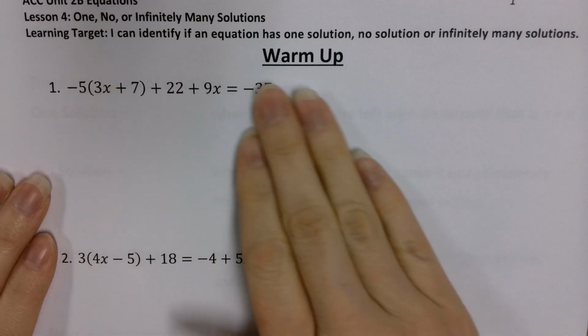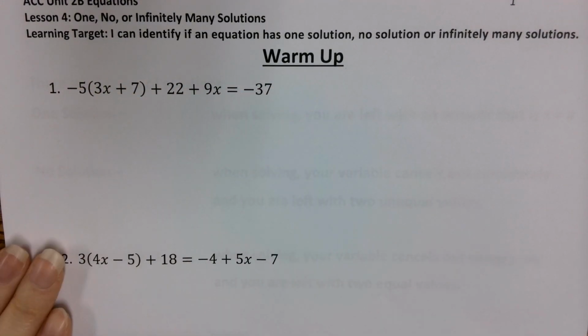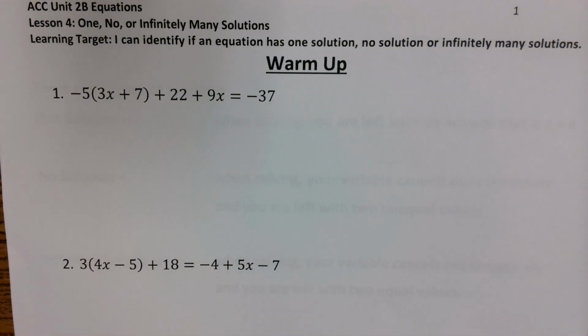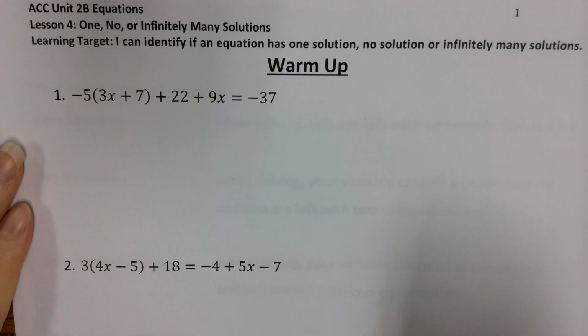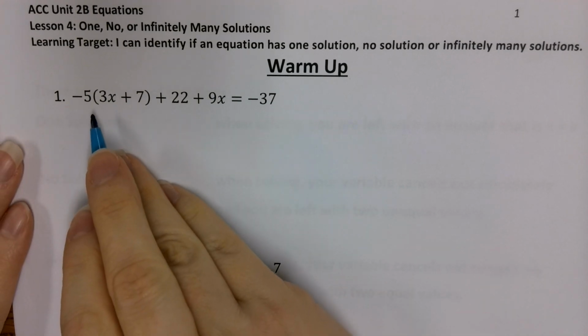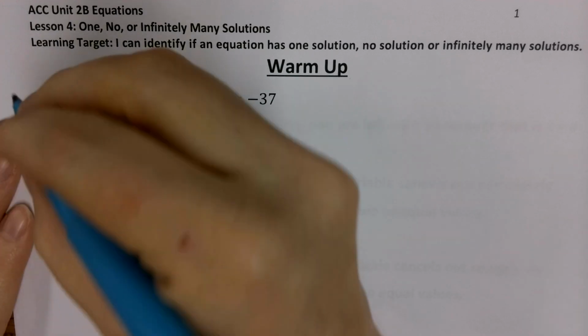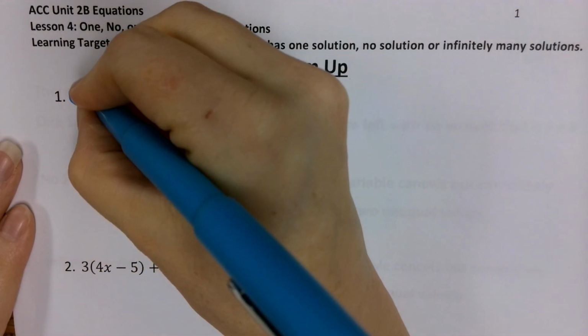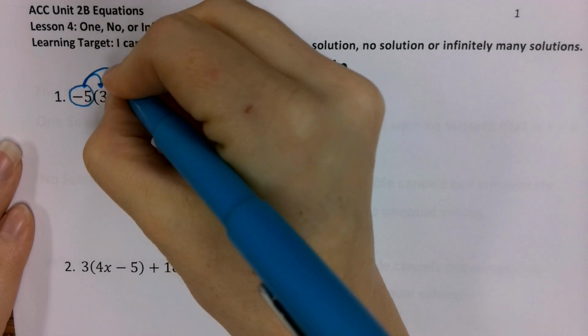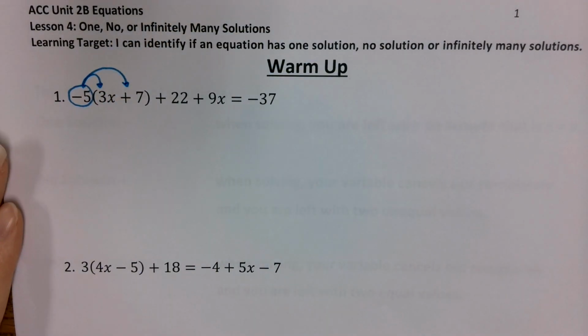So do we have distributive property for problem number 1? Yes. What is being distributed? Yeah, the negative 5 is going to get distributed to the 3x. It's also going to get distributed to the positive 7. So we are taking that negative 5 and multiplying it to 3x, and we are multiplying it with the 7.